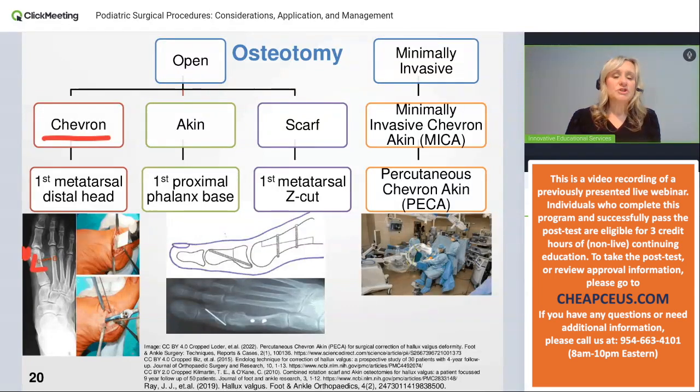The akin procedure may be done in conjunction with the chevron or the scarf that we'll talk about next. This is looking more at the phalange. In the akin procedure, they're going to look at this phalange and do the same thing. They're going to create a wedge, and then they're just going to slide over that phalange to where it should be and then screw to hold it in place.